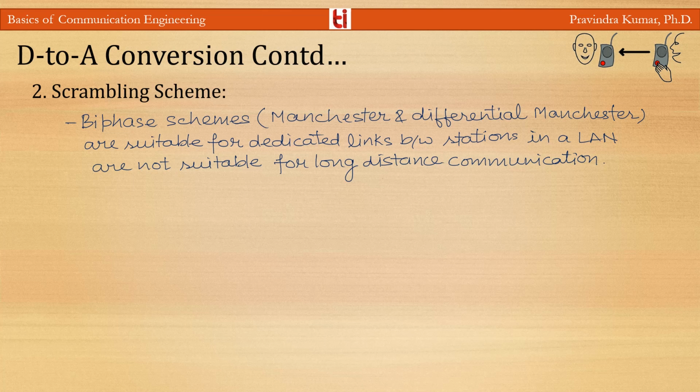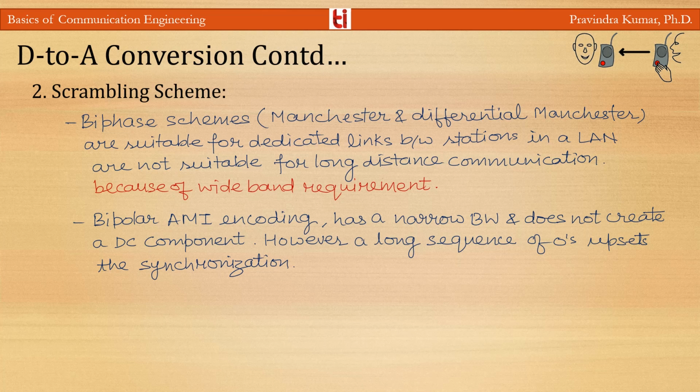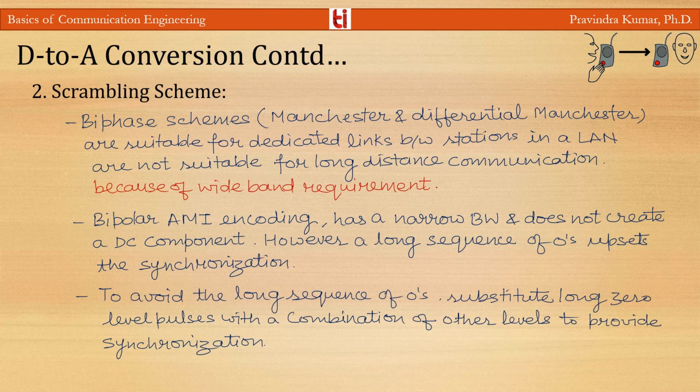Now next is the scrambling scheme. Biphase schemes, Manchester and differential Manchester, are suitable for dedicated links between stations in a LAN, but are not suitable for long distance communication because of their wideband requirement. Bipolar AMI encoding, on the other hand, has a narrow band and does not create a DC component.